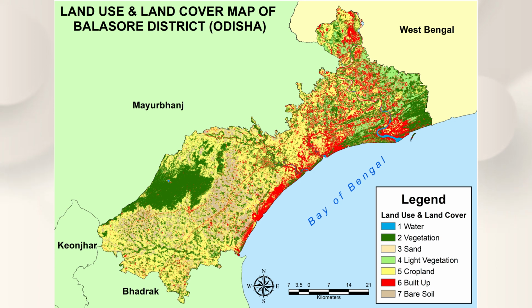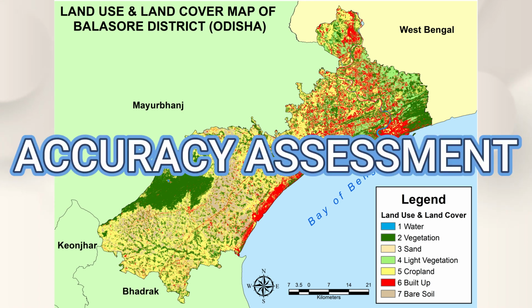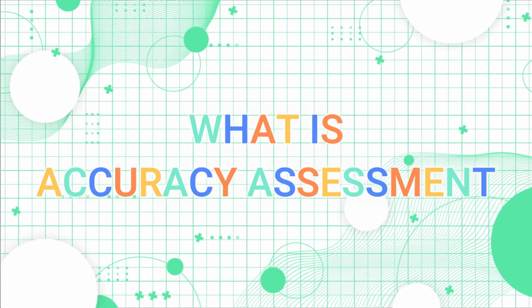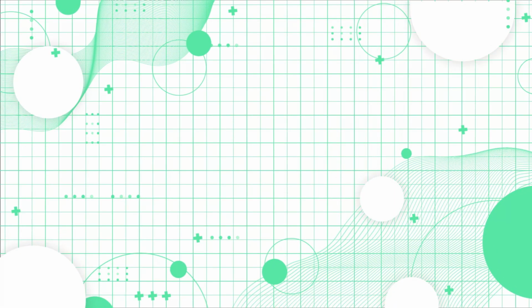After creating land use and land cover classification, you may think how accurate is this classification? For that, you need to perform accuracy assessment of this classification, where you will calculate some statistics from it. What is accuracy assessment of image classification?